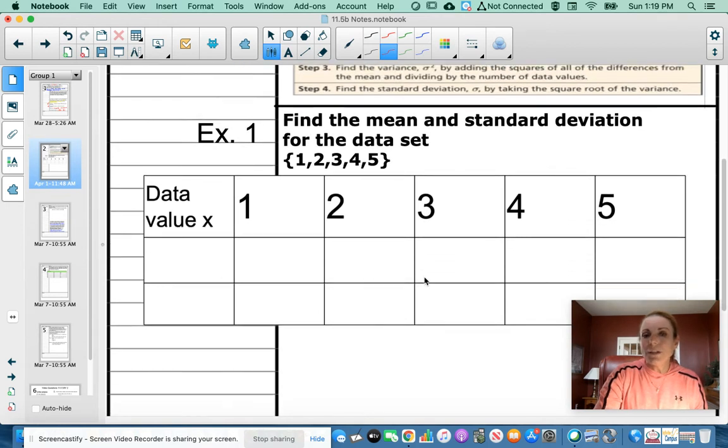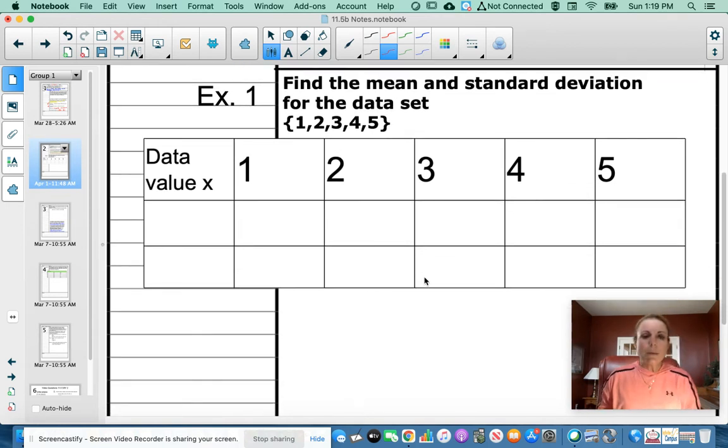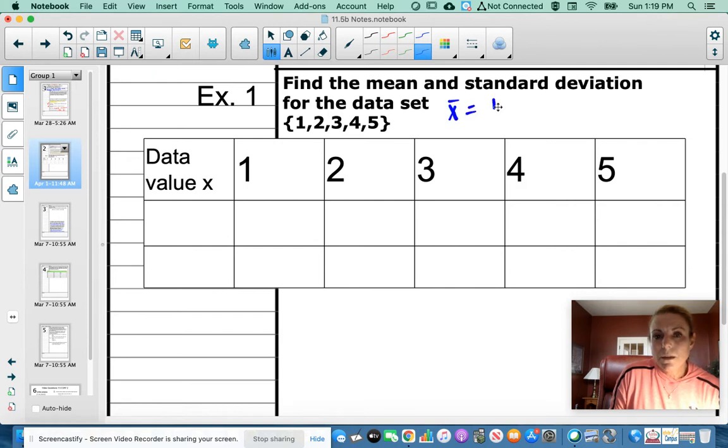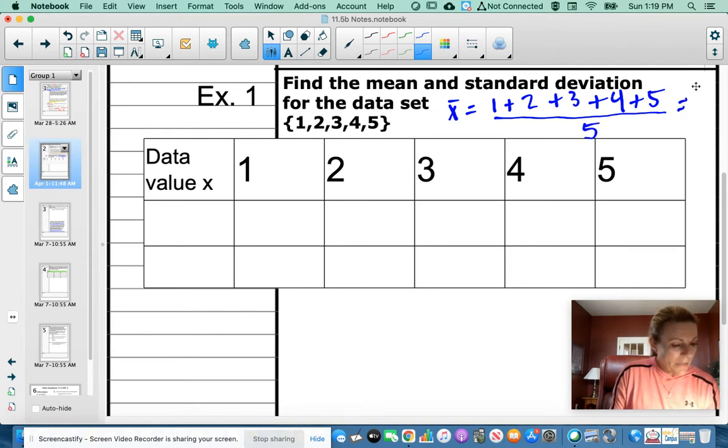Standard deviation is the square root of the variance. Let's just go through an example that will demonstrate it much more clearly. So step number 1, we have to find the mean. So we have to add up 1 plus 2 plus 3 plus 4 plus 5, and divide by the number of numbers in our data set, which is 5. When we add those all together, we get 15 over 5, which is equal to 3.